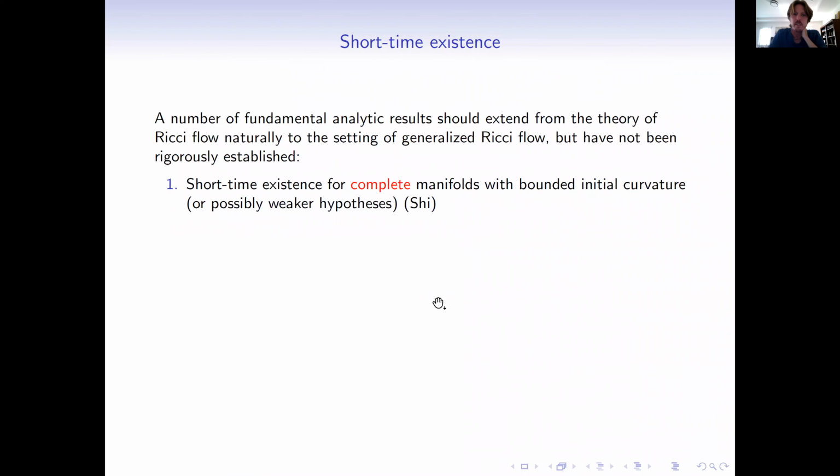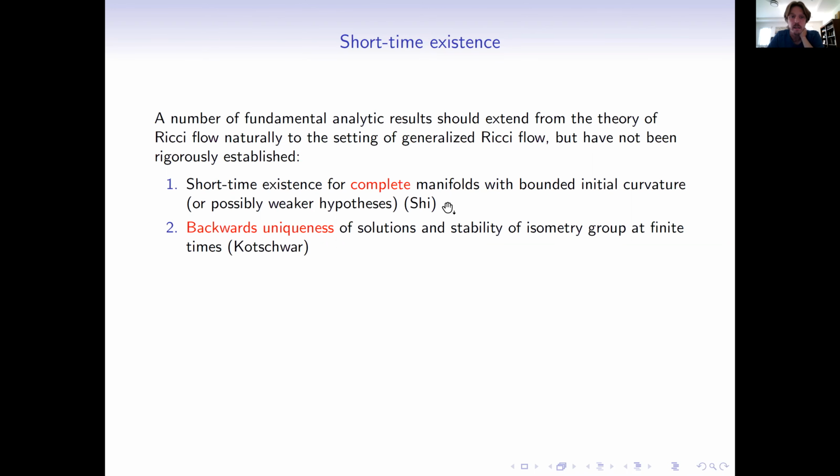Maybe I'll just again mention some of these perhaps interesting things that have not been done yet. So in particular, establishing short time existence for complete manifolds with bounded initial curvature, or maybe weaker hypotheses. So this was done for the Ricci flow by Shi, and requires fundamentally what boils down to the proof from before, but you have to use cutoff functions, and you need some more estimates to make it precise. Almost certainly this can be done, but has not been done rigorously.